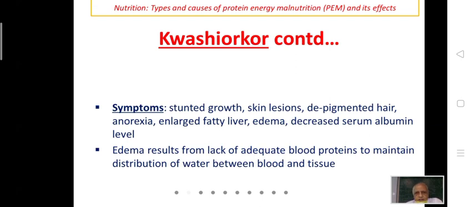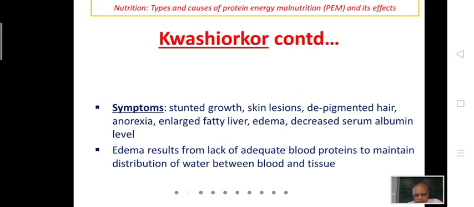Albumin is synthesized in the liver. And if you don't have a good amount of protein intake, albumin level will go down. Edema results from the lack of adequate blood proteins to maintain distribution of water between blood and tissue. You see, you need an adequate amount of blood protein to maintain distribution of water between blood and tissue.